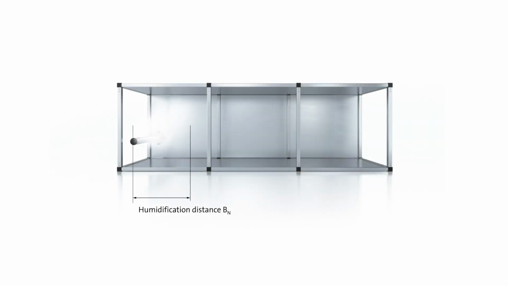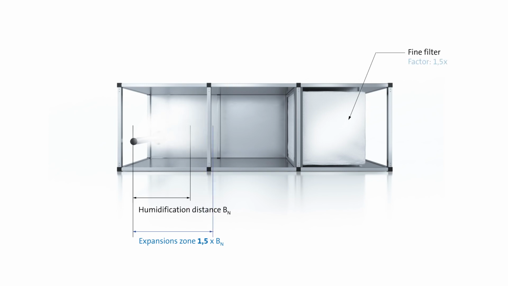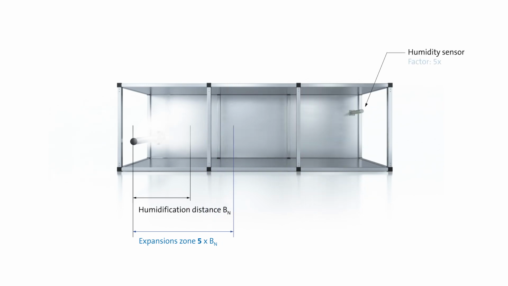Finally, the expansion zone needs to be determined. Once the humidification distance Bn has been calculated, the expansion zone is determined based on this humidification distance Bn, with due consideration of the kind of obstruction used at the end of the humidification distance. If there is an elbow, the simple distance Bn is used. If there is a fine mesh filter, 1.5 times the Bn is used. If a humidity sensor is installed, provision should be made for 5 times the Bn.